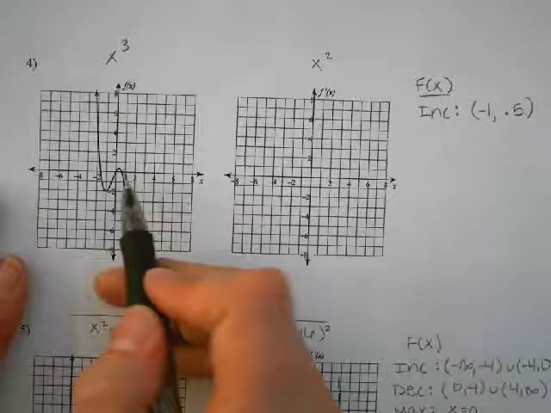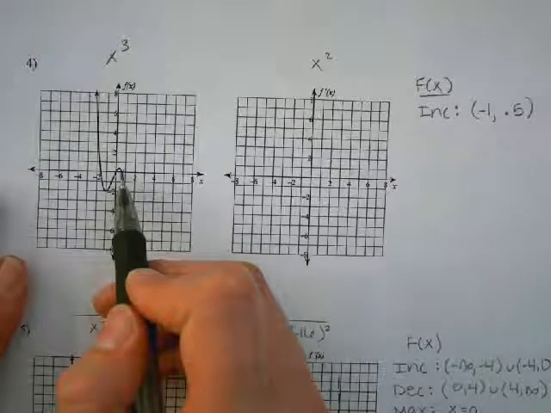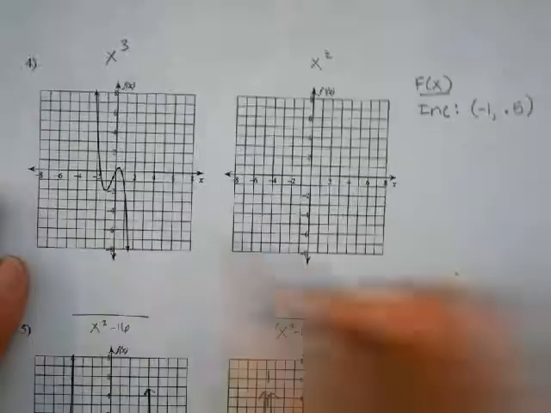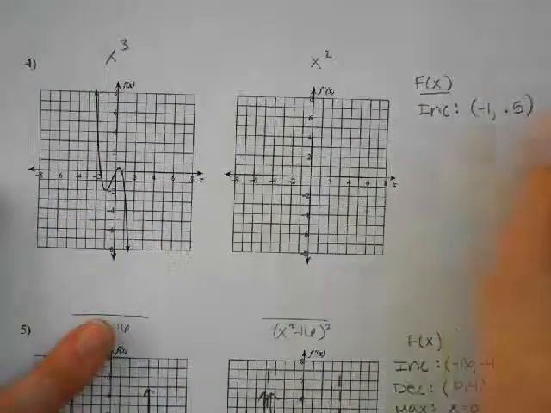I think actually, doesn't it look like it crosses at 0.5? I think that it might be a little bit less than 0.5. Yeah, I think it's 0.25. 0.25? Okay.